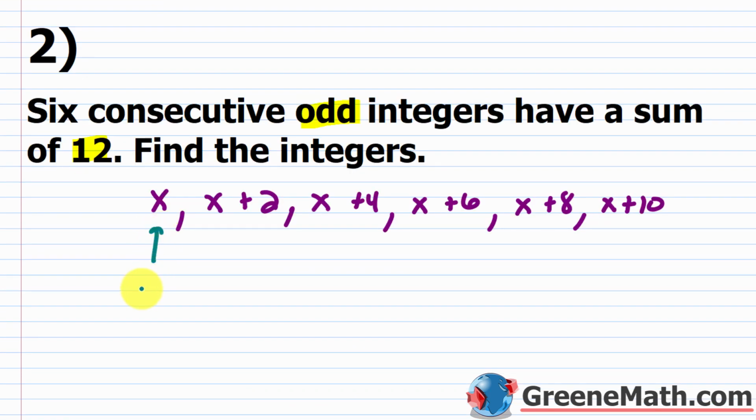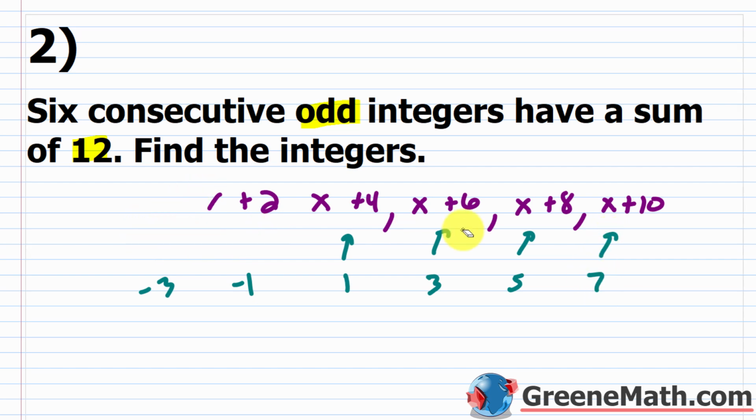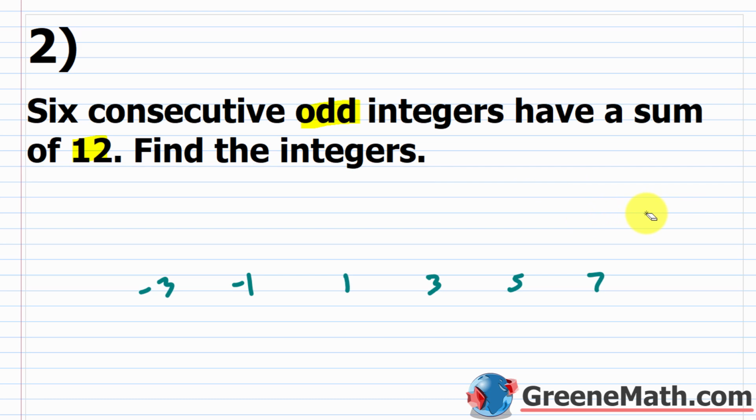So coming back up here, I know that this is negative 3. Then I'm going to keep adding 2. So this would be negative 1. And then this is going to be positive 1. This is going to be 3. This is going to be 5. And then this is going to be 7. Okay, so let me actually erase this. We have the numbers we need. So this is our answer here, just like this.